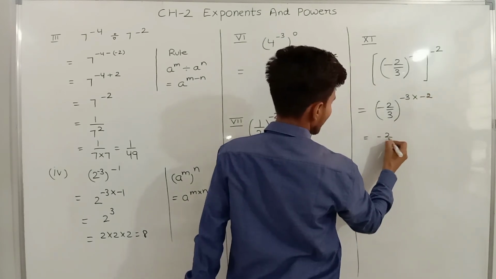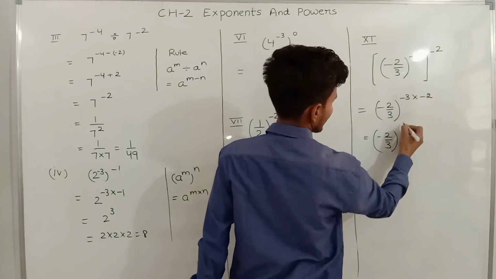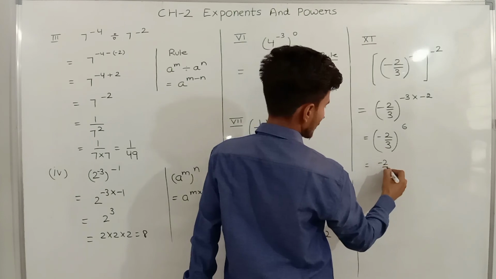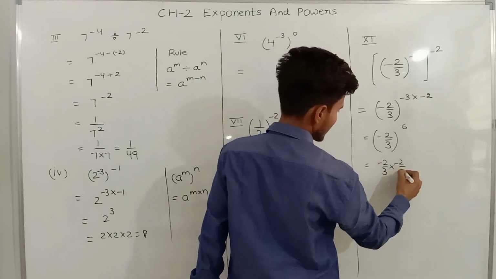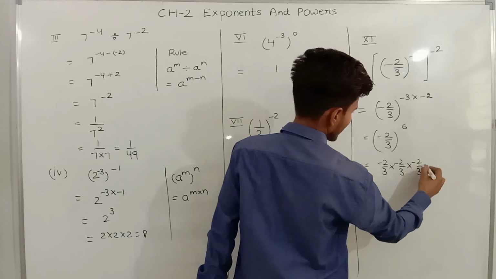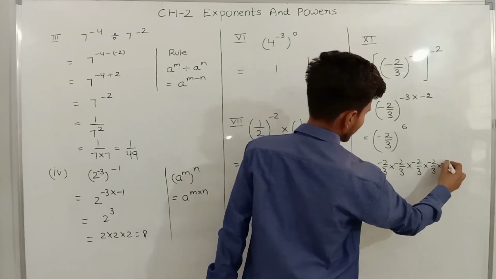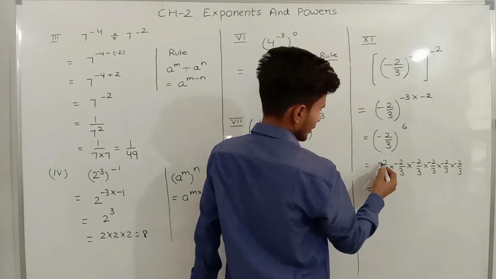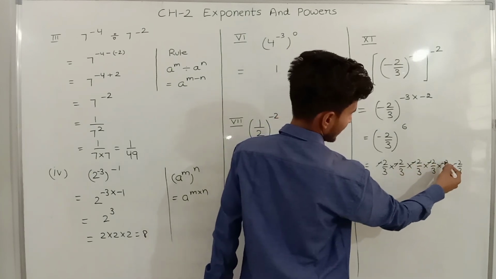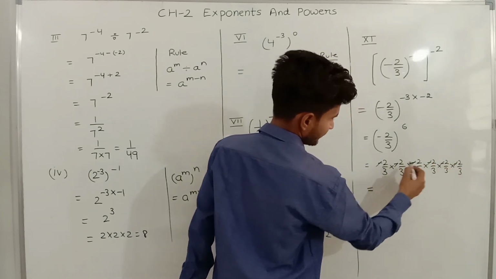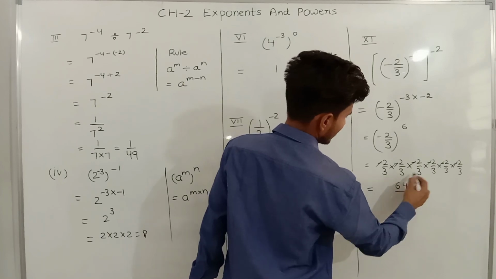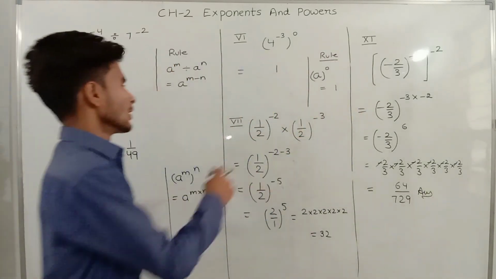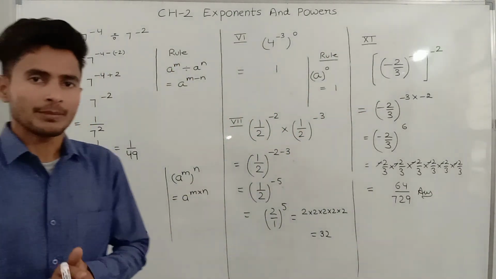So it will become minus 2 upon 3 whole power 6, because 3 2s are 6 and minus minus cancelled. So minus 2 upon 3 we have to write 6 times. Any cancelling? No. Minus minus cancelled, again cancelled with it, and with it also cancelled. So it will become 64 upon 729 after multiplying. That is your answer. So up to second part you can complete in your fifth copy. Thank you so much.